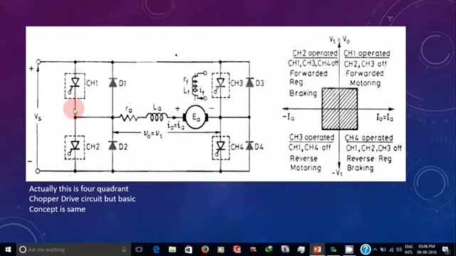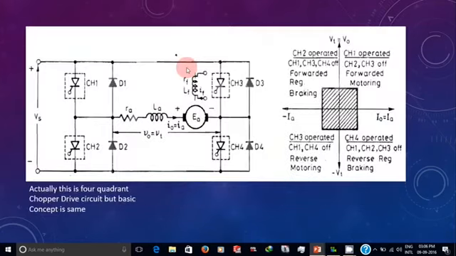Consider the first quadrant operation of a chopper circuit. Current will be flowing in this direction, right? When current flows in this direction, a back EMF will be produced opposite to it. That's a basic concept of a DC motor. Due to this, the motor will be rotating in forward motion. This is called forward motoring.